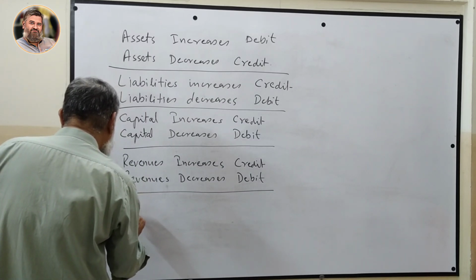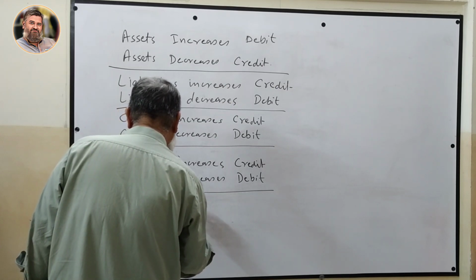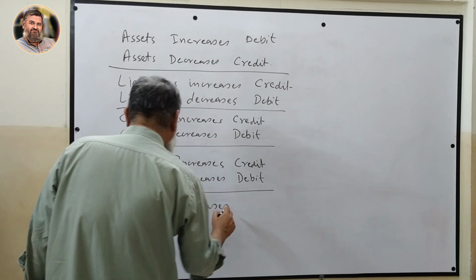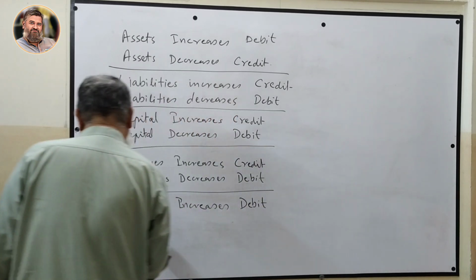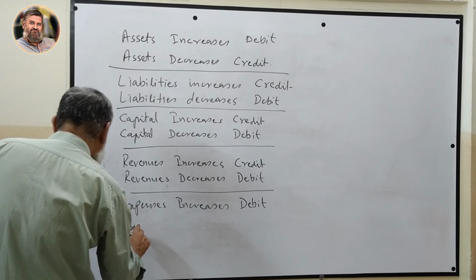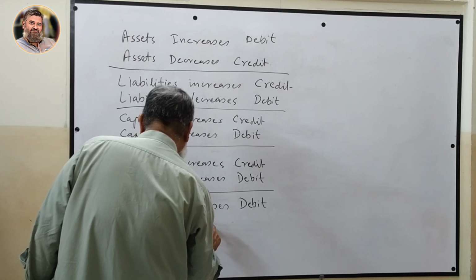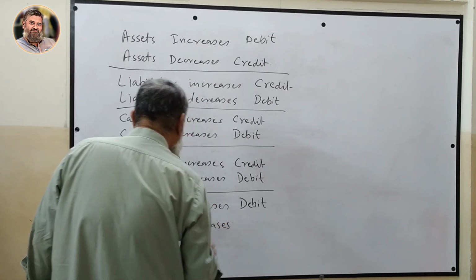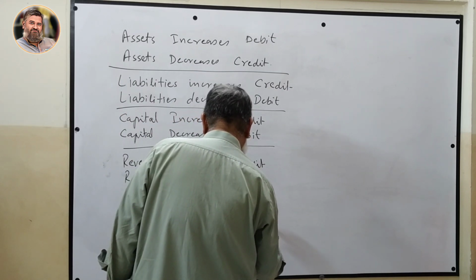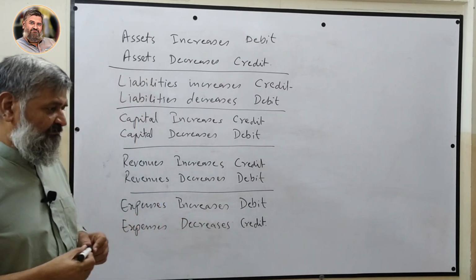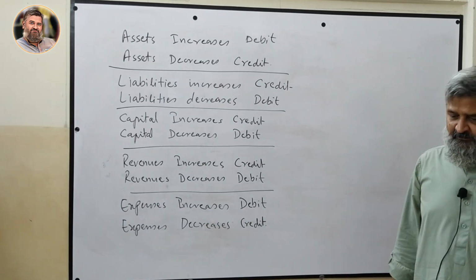The last one, expenses. When they increase, record it at the debit side, while if expenses decrease, record it at the credit side. So these are called the rules of debit and credit.